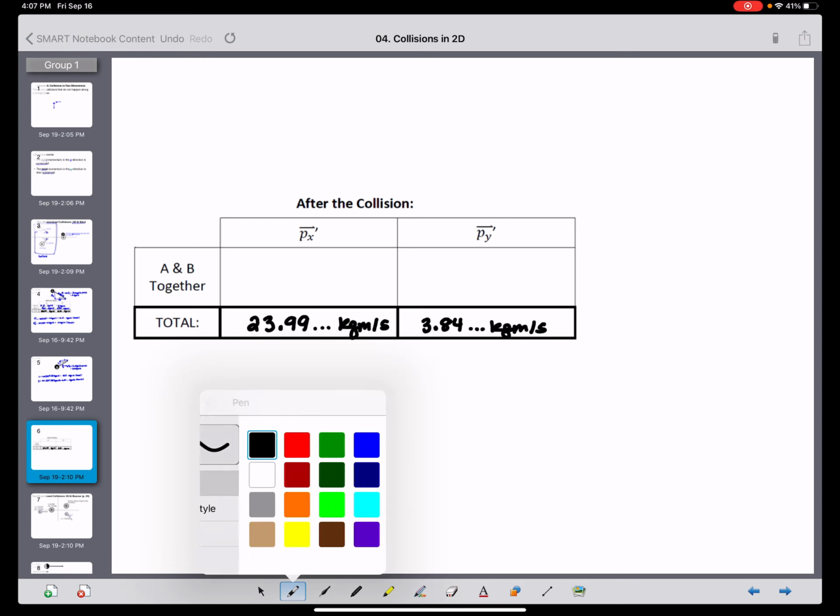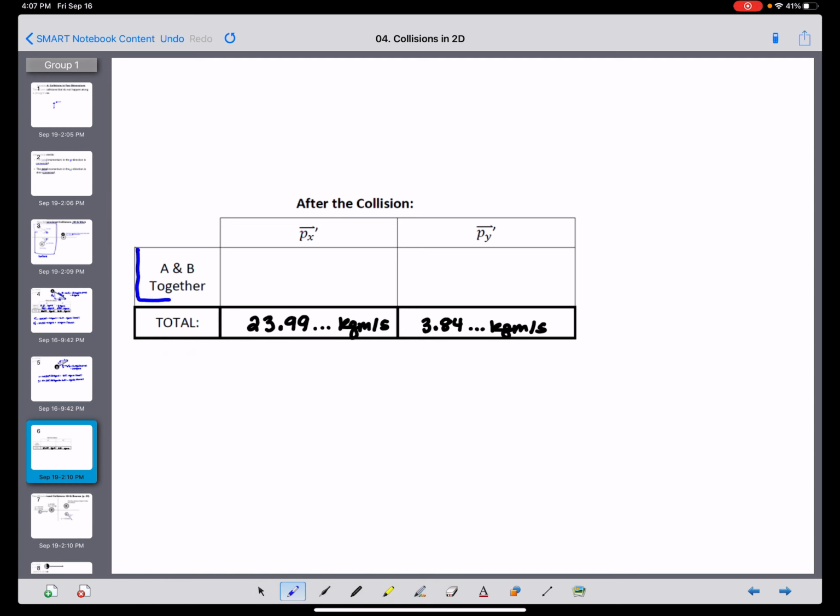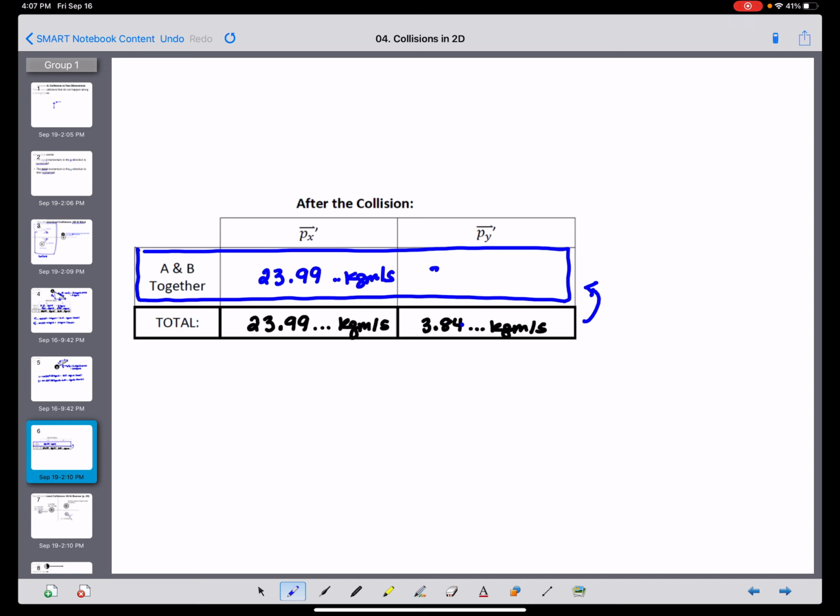Now you'll notice that in this table, I only have one row above the total row. And that row is for A and B together. Remember, that's because this was a hit and stick collision. So I'm treating A and B like they're just one object. So A and B don't get separate rows anymore. They just get one row in total. And the rows above the totals have to add to the totals. But here there is only one row above the totals. So in this case, the row that I'm filling in matches the totals.